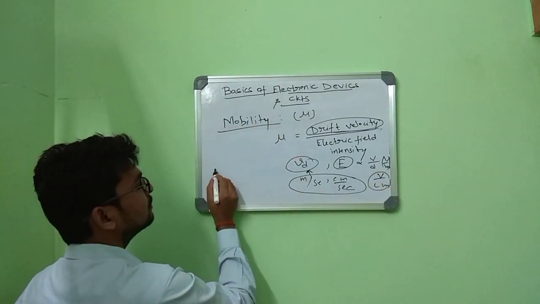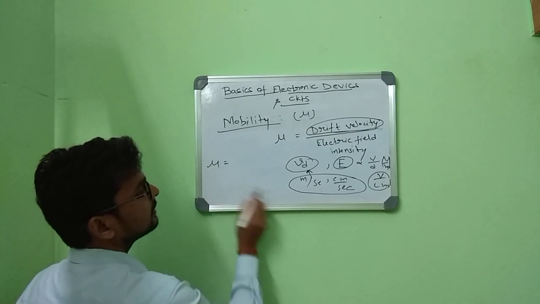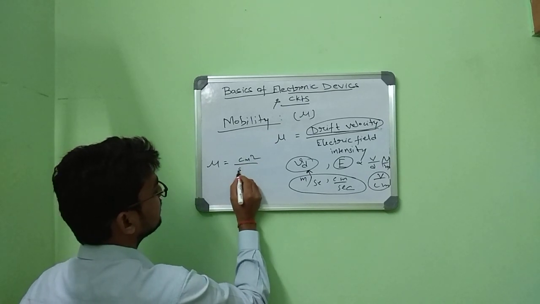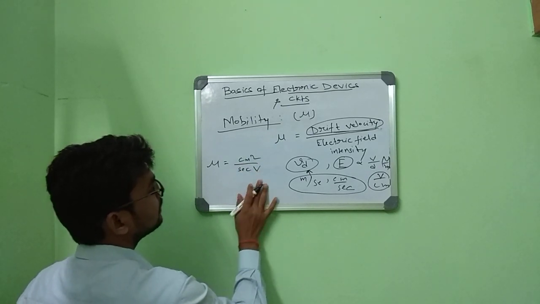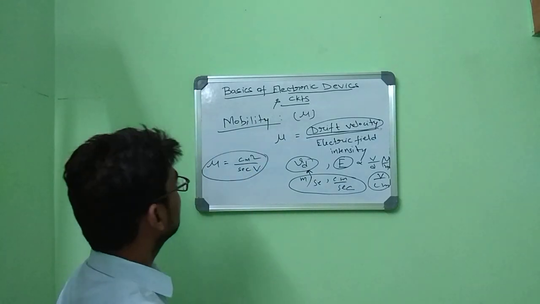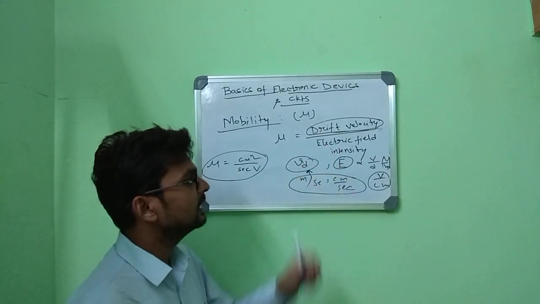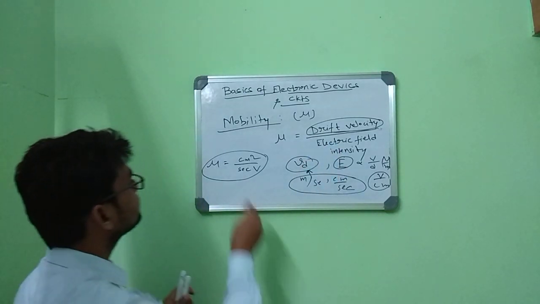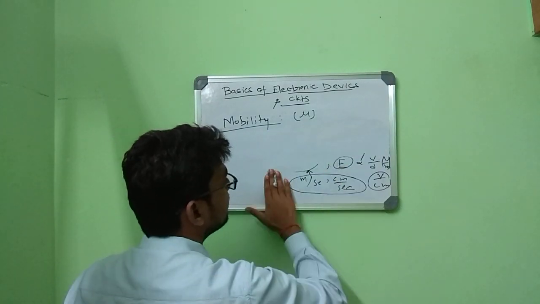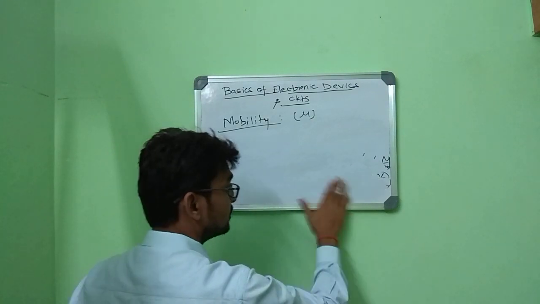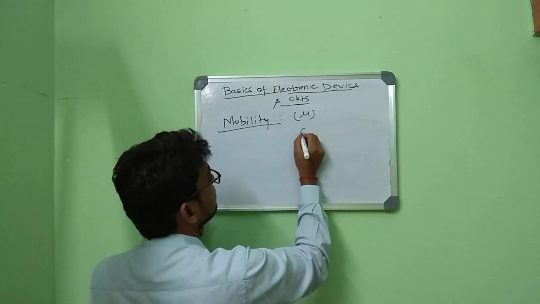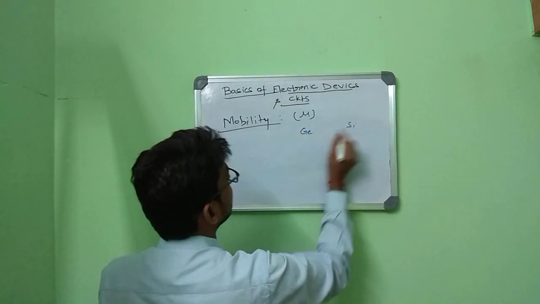Then what is the unit of mobility? It is centimeter square upon second into volt. This is the unit of mobility. Mobility depends on the drift velocity as well as electric field intensity. You can see mobility depends on which material you are using, for example for semiconductors, germanium and silicon.